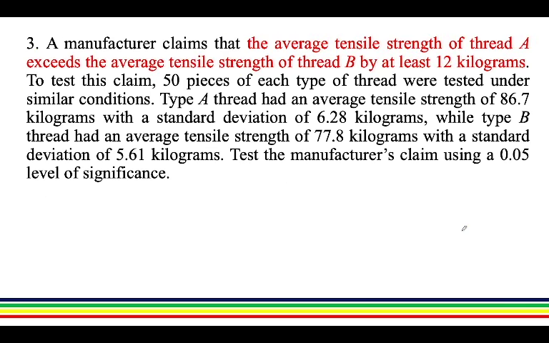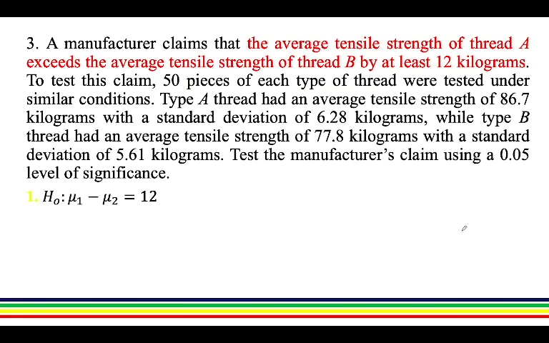For the next example, a manufacturer claims that the average tensile strength of thread A exceeds the average tensile strength of thread B by at least 12 kilograms. To test this claim, 50 pieces of each type of thread were tested under similar conditions. Type A thread had an average tensile strength of 86.7 kilograms with a standard deviation of 6.25 kilograms, while type B thread had an average tensile strength of 77.8 kilograms with a standard deviation of 5.61 kilograms. Test the manufacturer's claim using a 0.05 level of significance.